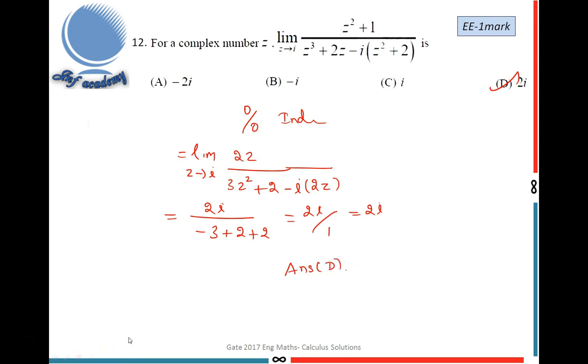These 12 problems are the GATE 2017 engineering mathematics questions related to the concept of limit, continuity and differentiability. If you have any doubt in this topic, then you can ask in the comment section. Let me try to clarify your doubts.